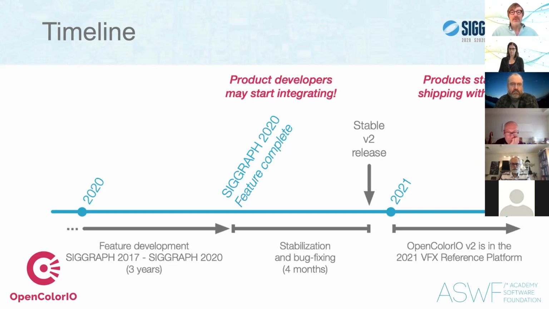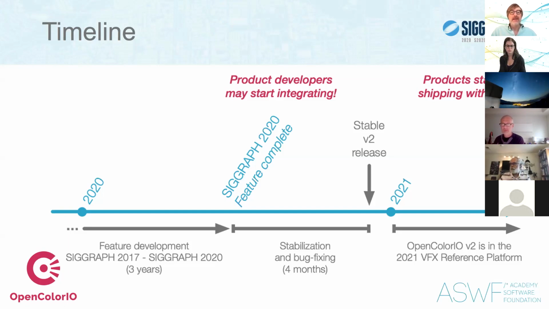We have a couple of pull requests landing last week and this week, but feature development is essentially finished. And we're now entering a 4-month period of stabilization and bug fixing. So this is the point in time where we are inviting developers to start integrating the new version into their applications and provide us feedback. We will use this 4-month period to do any fine-tuning of features and fix bugs and so forth.